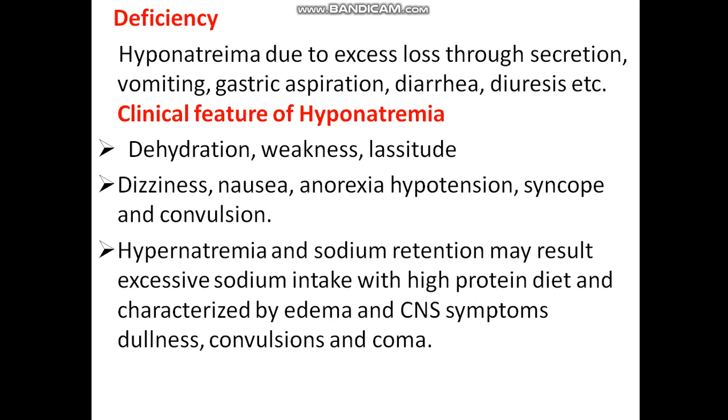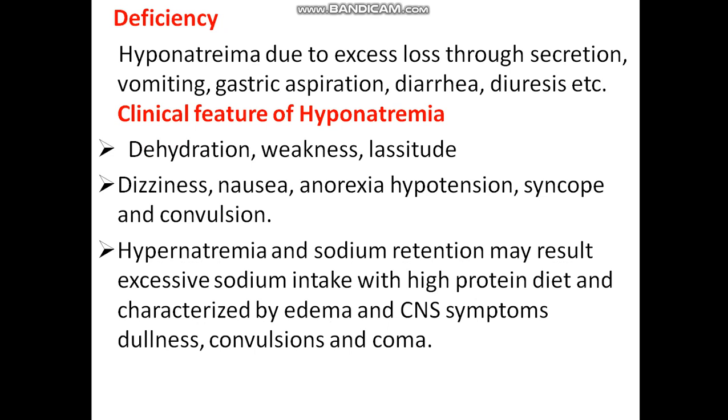Then, deficiency. Hyponatremia is due to excess loss through secretion, vomiting, gastric aspiration, diarrhea, and diuresis. Diuresis is an increased amount of urine, increased urination. Why hyponatremia? The causes are excess loss through secretion, vomiting, gastric aspiration, diarrhea, and diuresis.